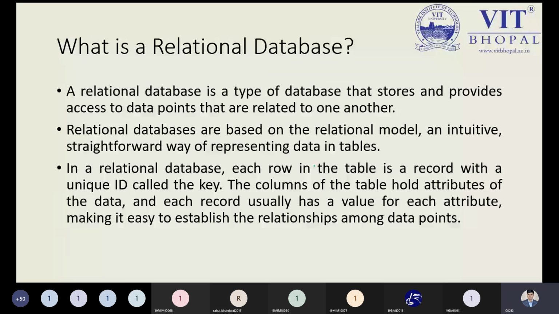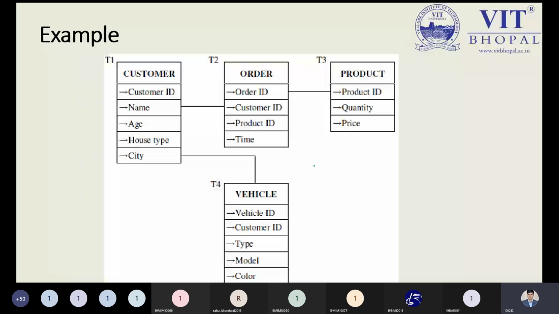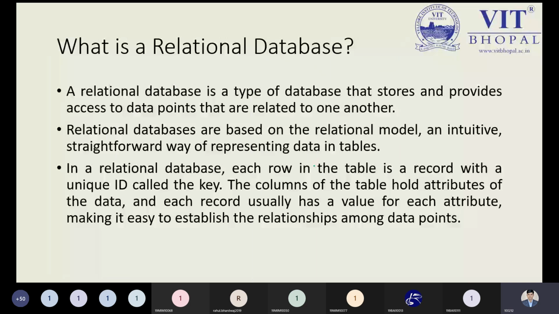Here we have the important point: what is a relational database? A relational database is a kind of database which defines that this is a relation. But how can we say it is a relation? A table is known as a relation. As I told you, a table is a relation.